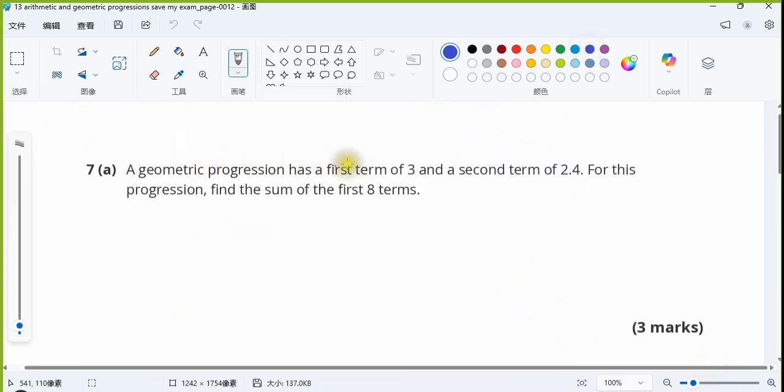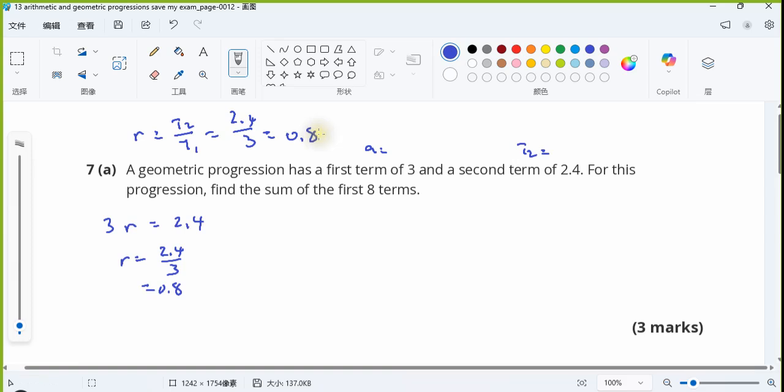Okay. A GP has first term 3, so a equal to 3, and then the second term is 2.4. So we want to find the sum of the first 8 terms. So we have 3 times r equal to 2.4. Okay, then r is 2.4 over 3, then 0.8. Or we can just say r is t2 over t1, then it is 2.4 over 3, then 0.8.